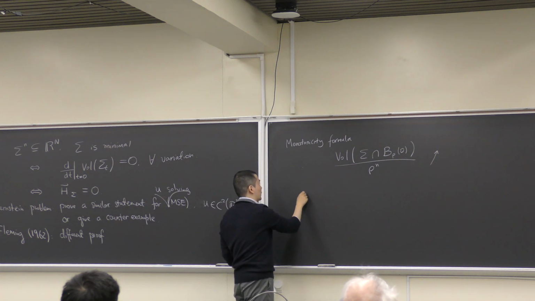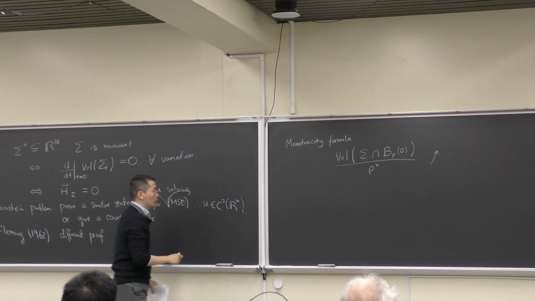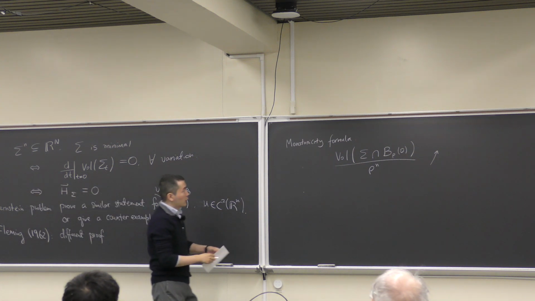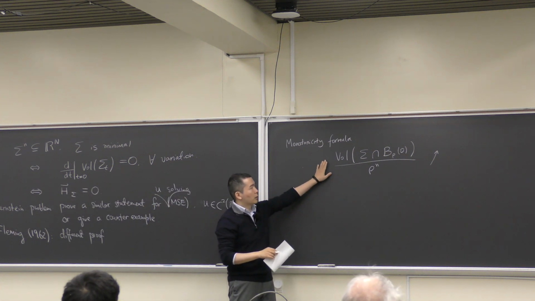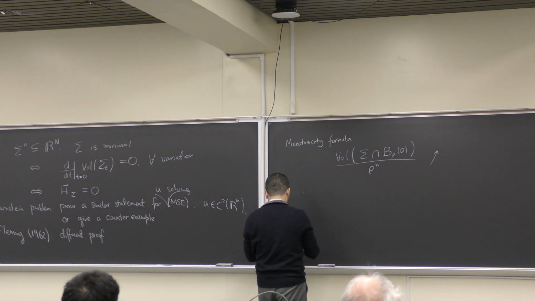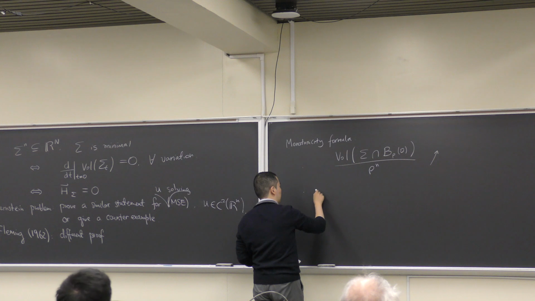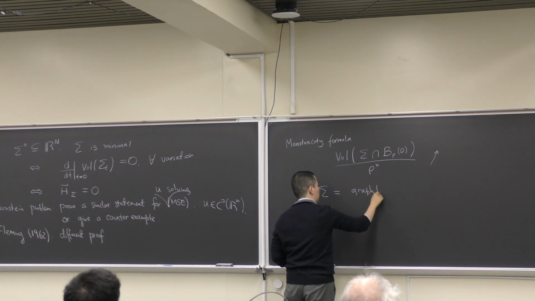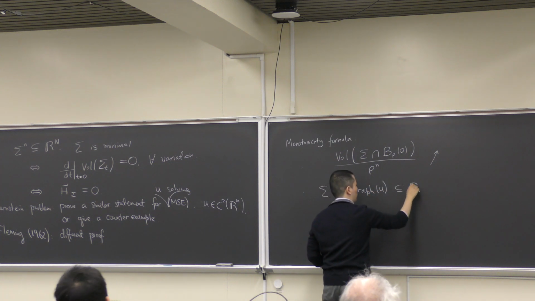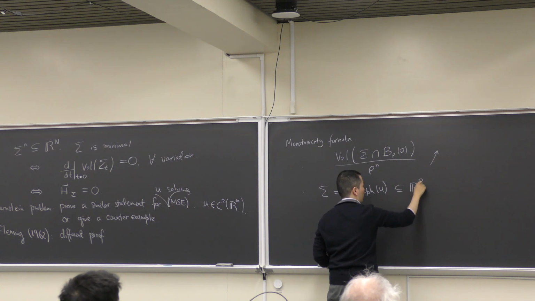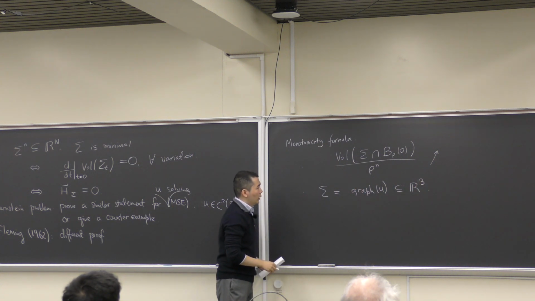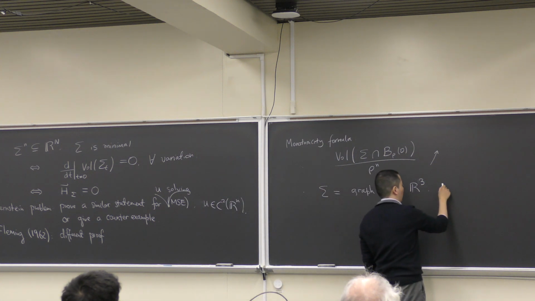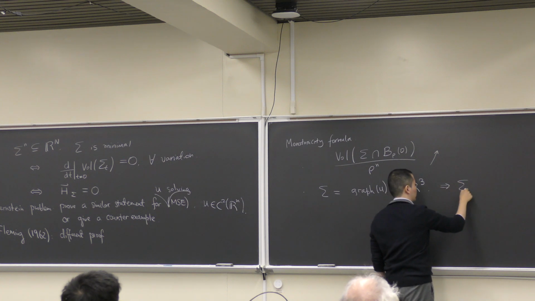That's the first key point for Fleming's proof. The second key point is that if you have a minimal graph, then this number is uniformly bounded above. So the second key point is about a minimal graph: if Sigma is the graph of a function u contained in R3, then a simple calibration argument shows that being a minimal graph means that Sigma is actually area minimizing.